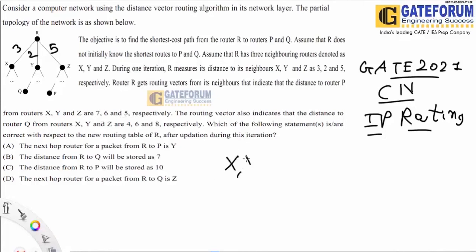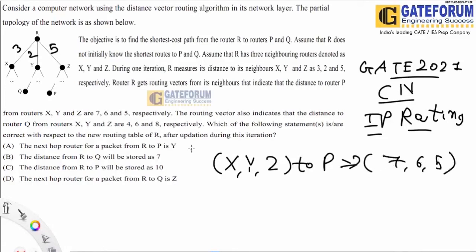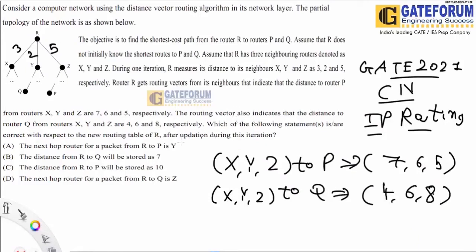So basically, X, Y, Z to P distance is given as 7, 6, and 5. Similarly, the routing vector also indicates the distance to router Q from routers X, Y, and Z, which is basically 4, 6, and 8. So X, Y, Z to Q is given as 4, 6, 8. So from X, Y, Z to the router Q, we are giving this distance.